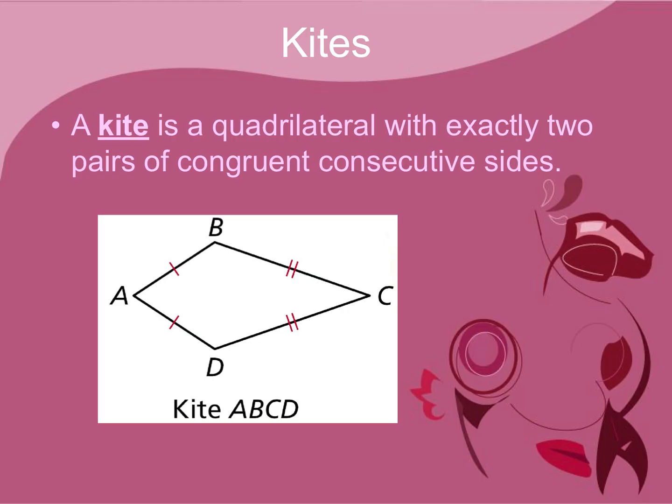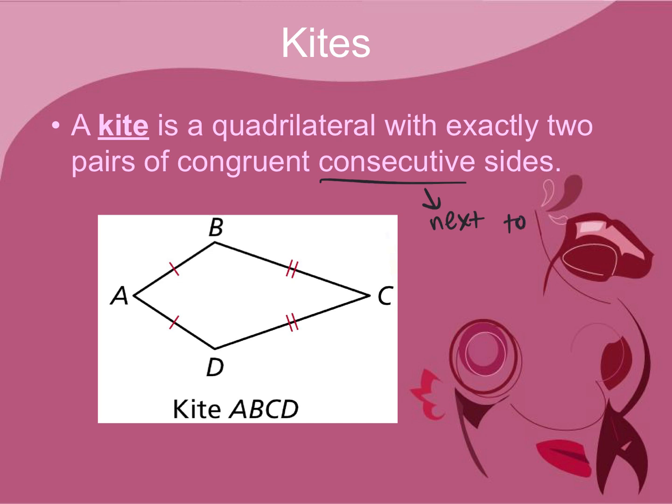And lastly, let's talk about kites. So this is our last and final shape of chapter 7, okay? A kite is a quadrilateral with exactly 2 pairs of congruent consecutive sides. Guys, what does that word consecutive mean? Like adjacent. Yeah, it's like next to it, okay?